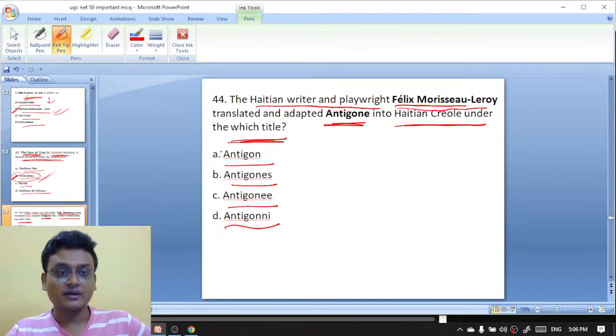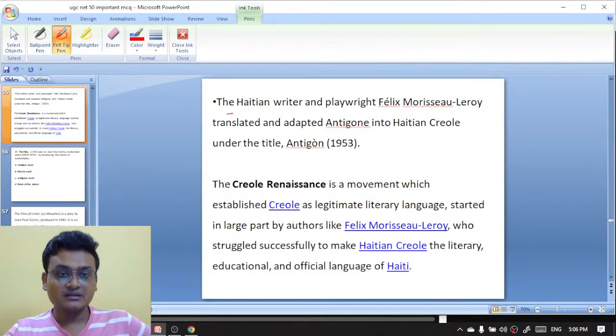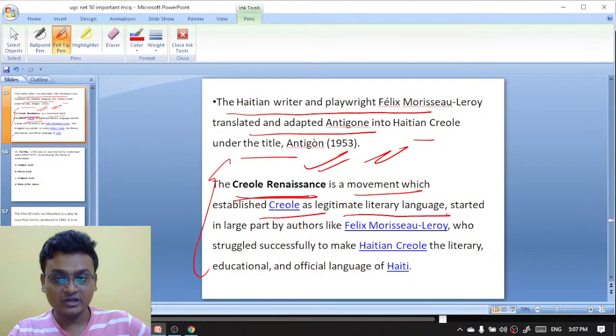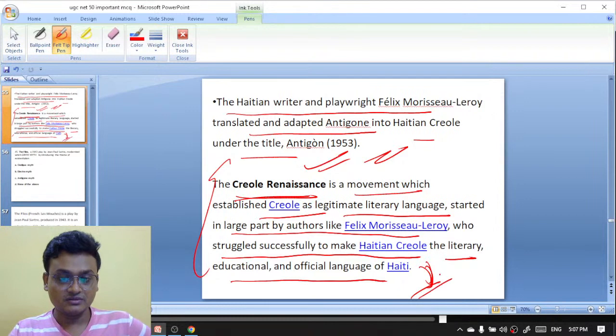It is actually Antigone. Antigone has been adapted into Antigone by Felix Morisseau-Leroy. Now wait, here is the explanation. The Haitian writer and playwright Felix Morisseau-Leroy translated and adapted Antigone into Haitian Creole under the title Antigone 1953. What is the Creole Renaissance? The Creole Renaissance is a movement which established Creole as a legitimate literary language, started in large part by authors like Felix Morisseau-Leroy, who struggled successfully to make Haitian Creole the literary, educational, and official language of Haiti.